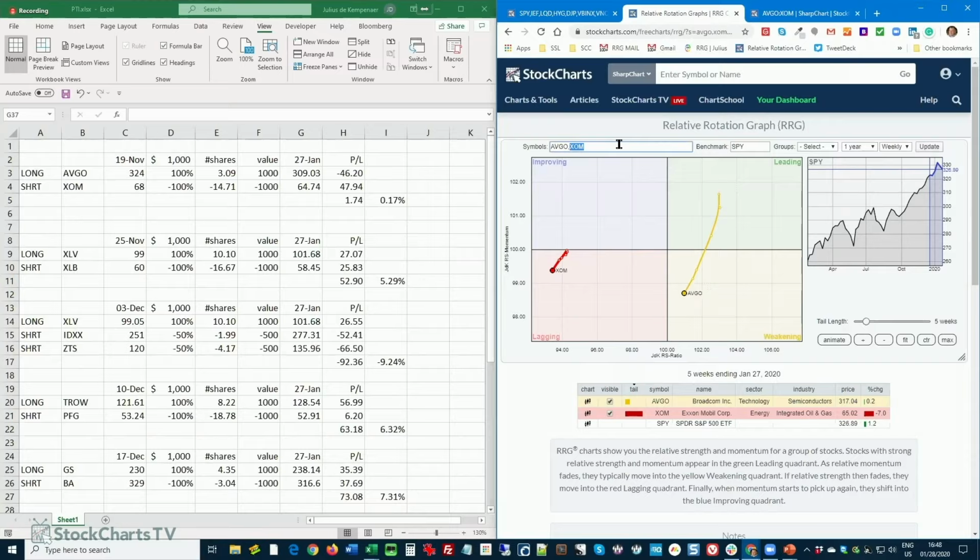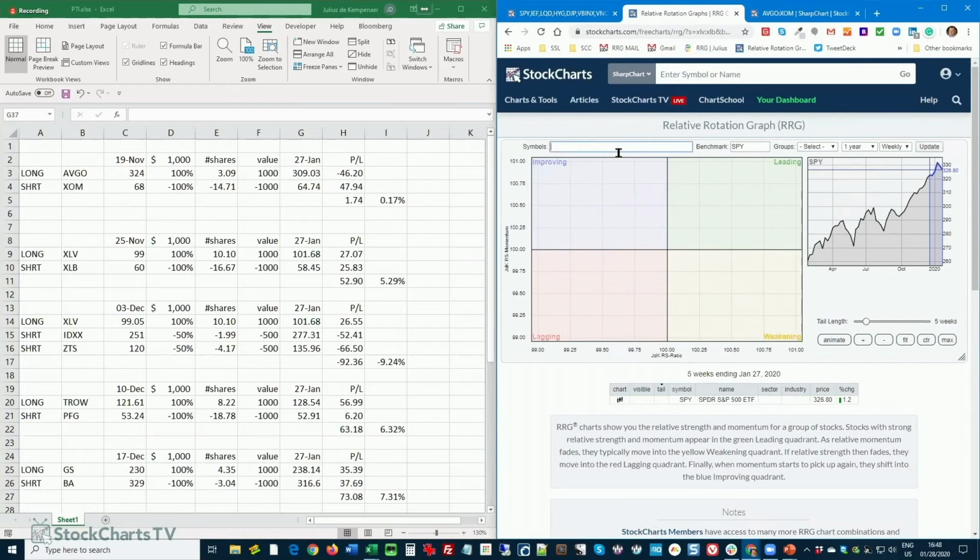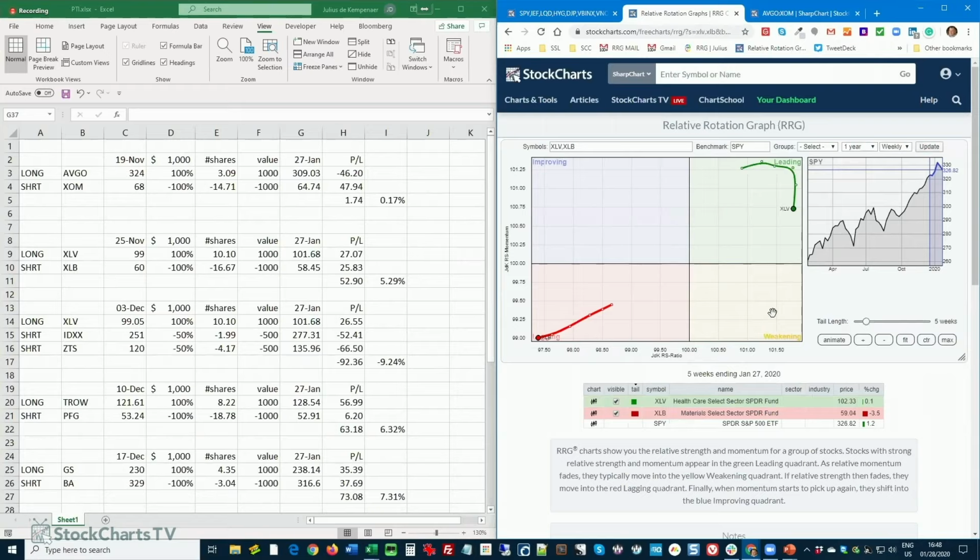The second one is XLV against XLB. There you go. And this one was entered on the 25th of November, which is right here. So healthcare moving that direction, materials moving the other direction. And that rotation pretty much continued until like 2 or 3 weeks ago, with healthcare now losing a little bit of strength and materials still going the right direction.